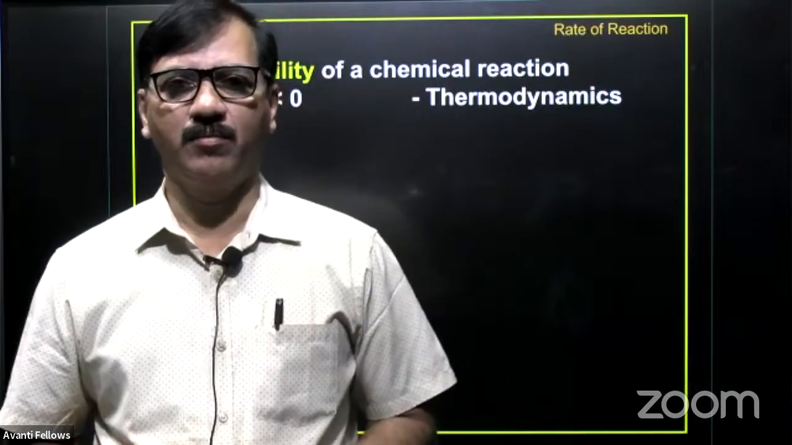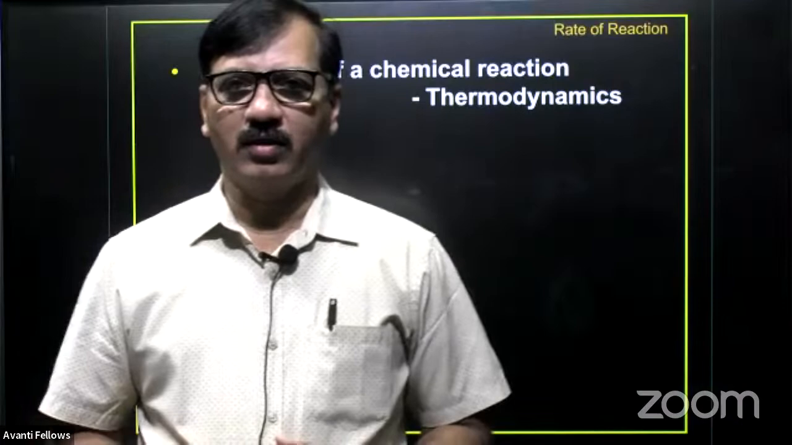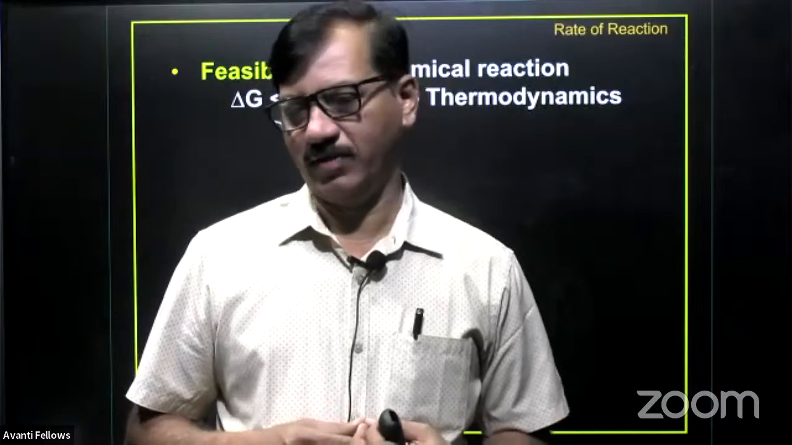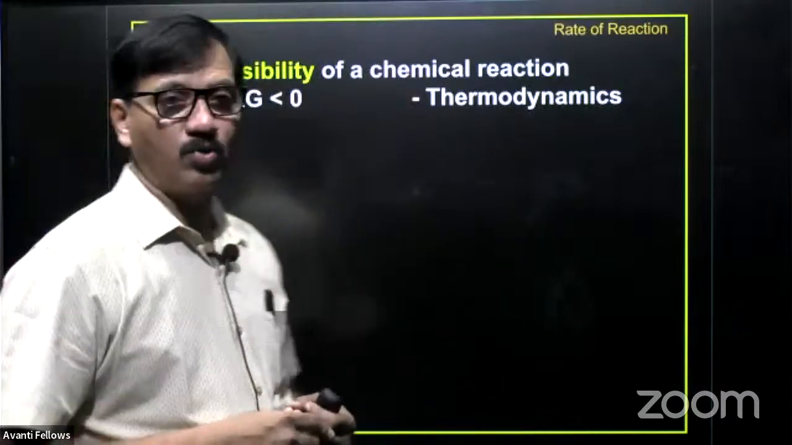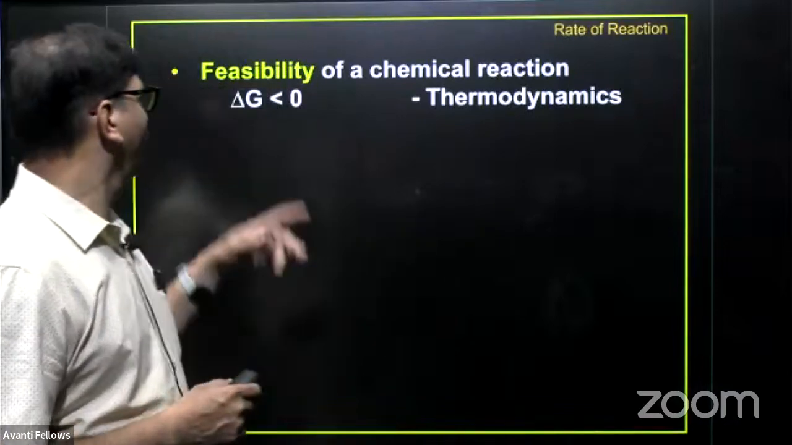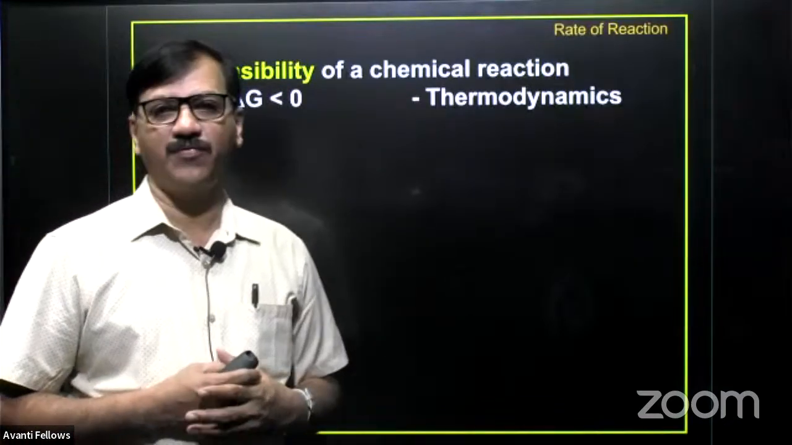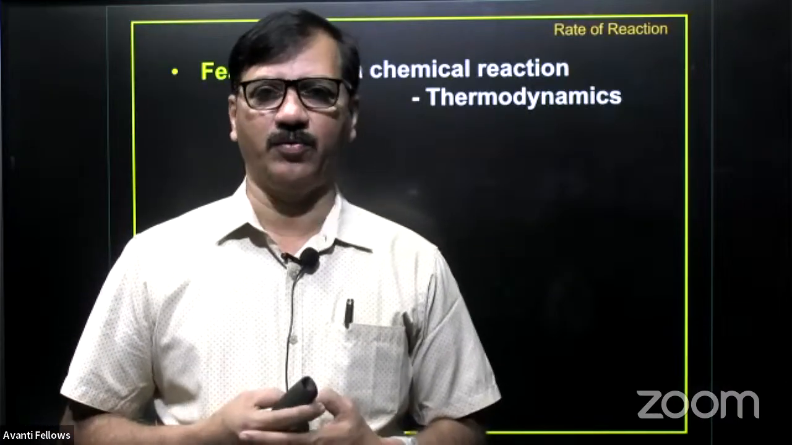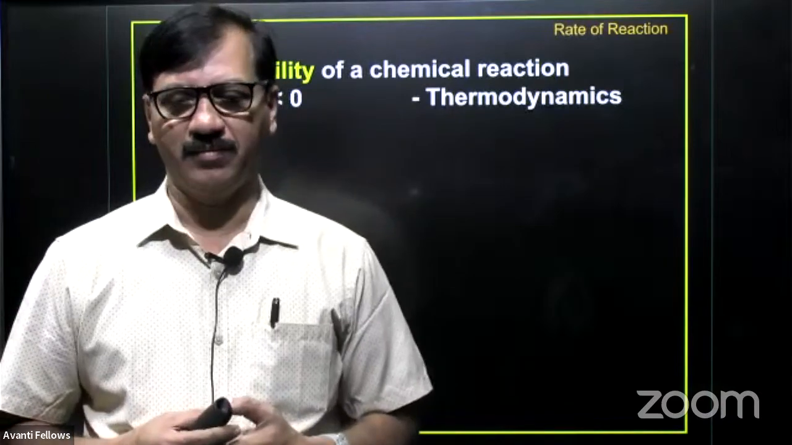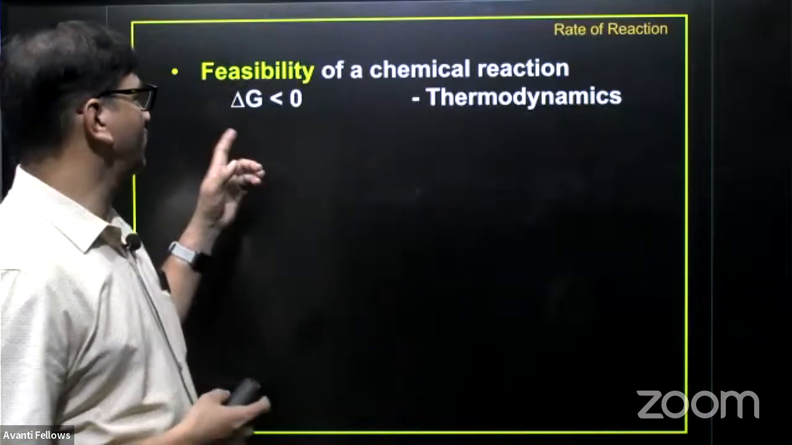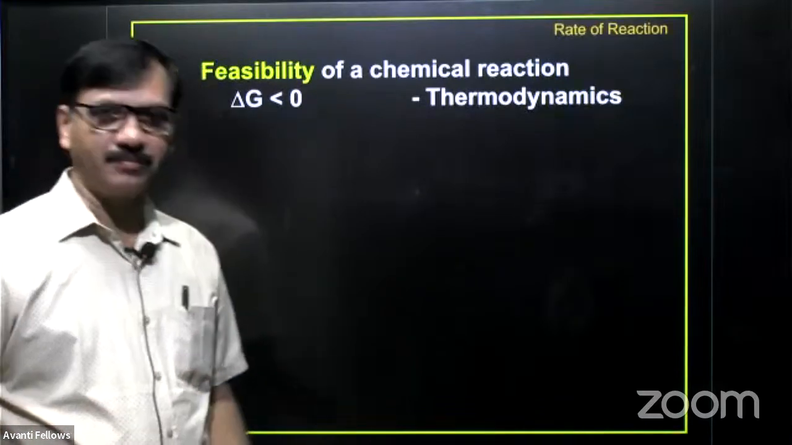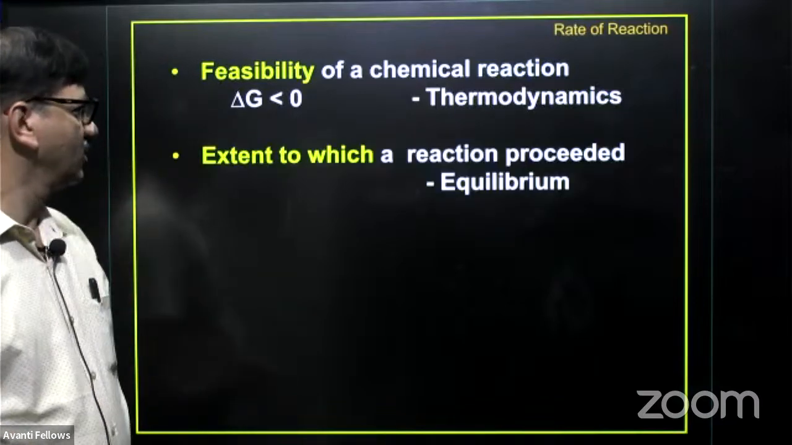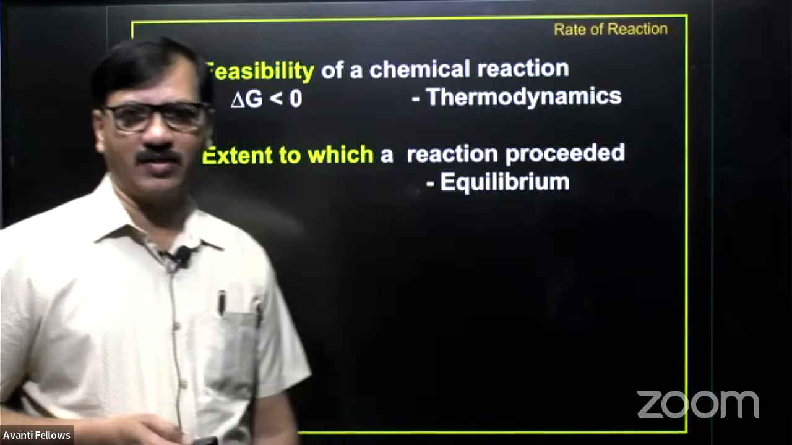Let me tell more once again about it. So in chemistry, it is important to know whether the process is feasible or not. To test whether the process is feasible, we have to check the Gibbs free energy change. If the Gibbs free energy change is negative, then the reaction is feasible. That is denoted as delta G, right? That is thermodynamics, right?